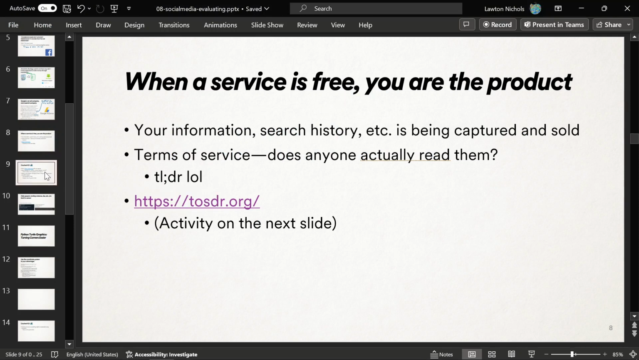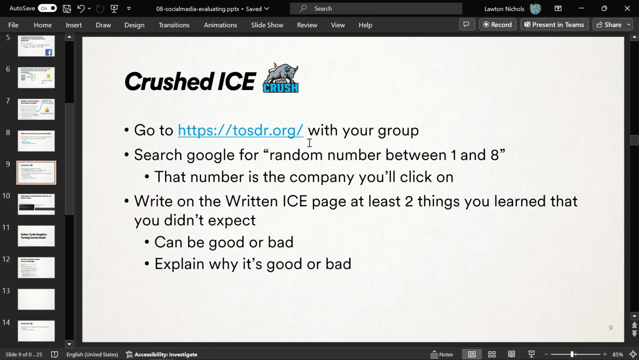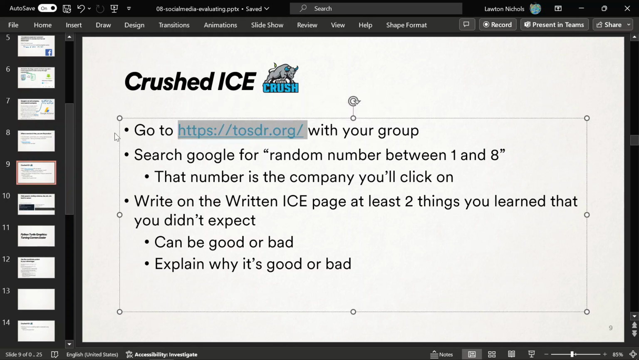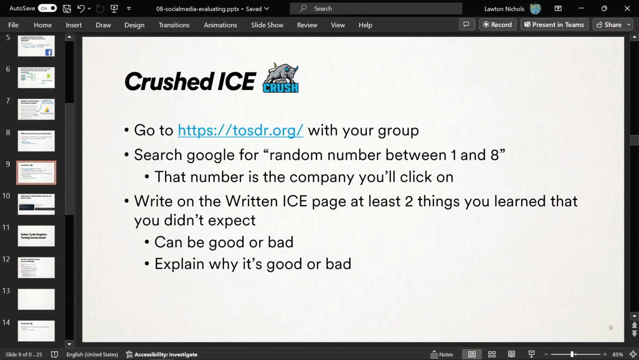Okay. So go here with your group, and again that's short for terms of service didn't read, just like TLDR is short for too long didn't read.